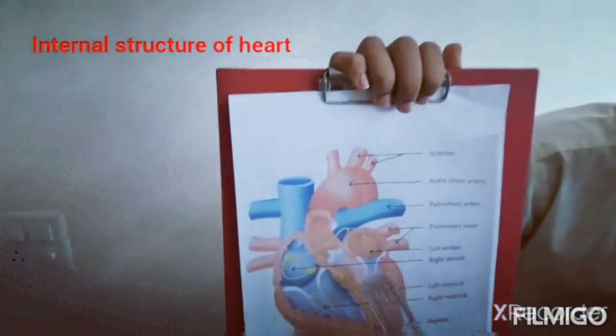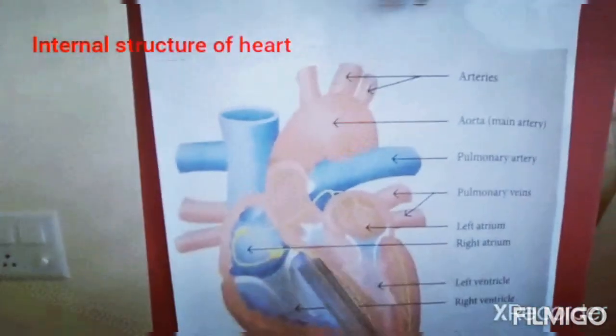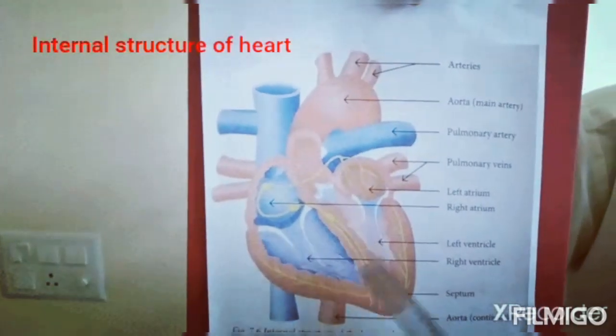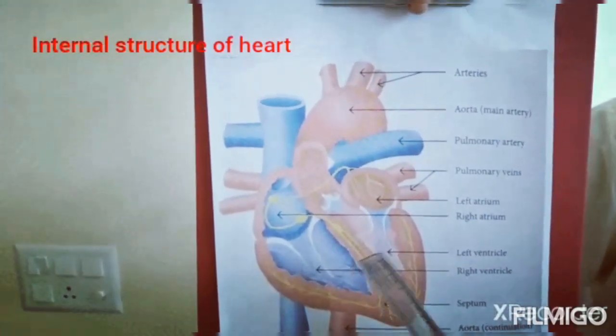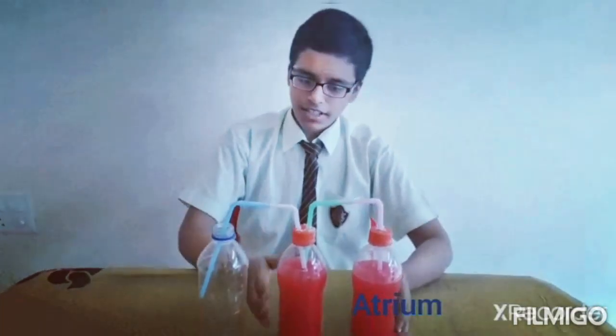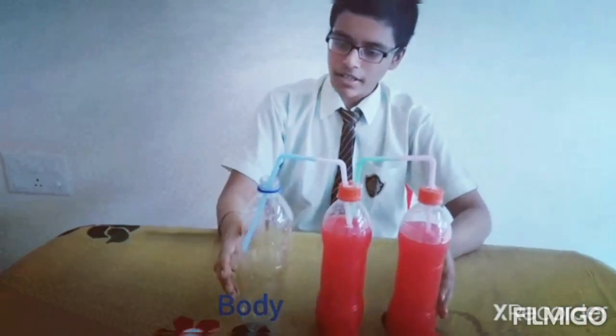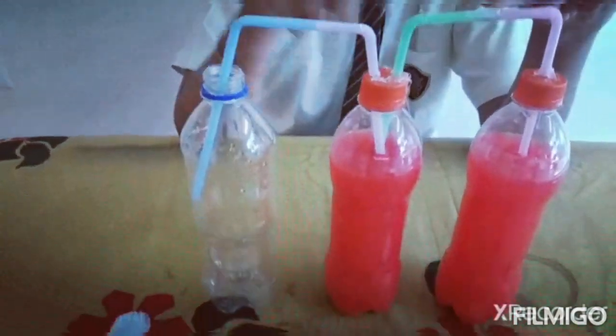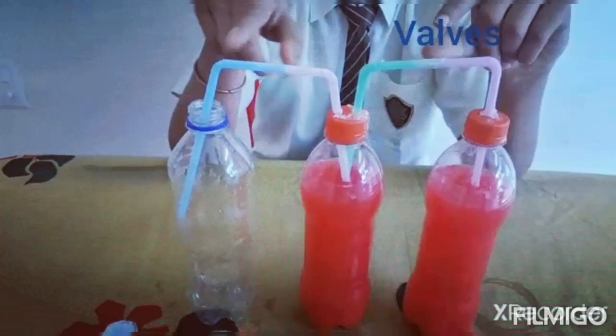Now we can demonstrate how our heart pumps blood. The heart is made up of 4 chambers. The upper 2 chambers are known as atrium, the lower 2 chambers are known as ventricle, and the valves control the flow of blood. So the first bottle represents the atrium, the second bottle represents the ventricle, and the third one represents the body. Using your fingers to pinch the straws, they act like valves for controlling the blood.